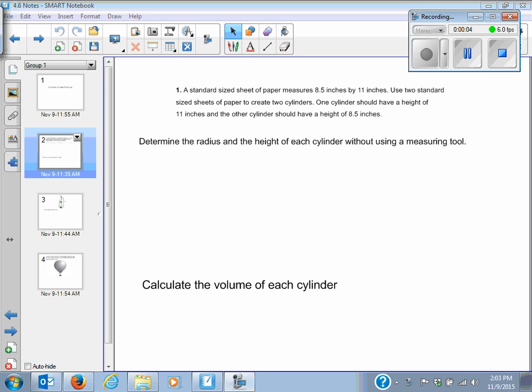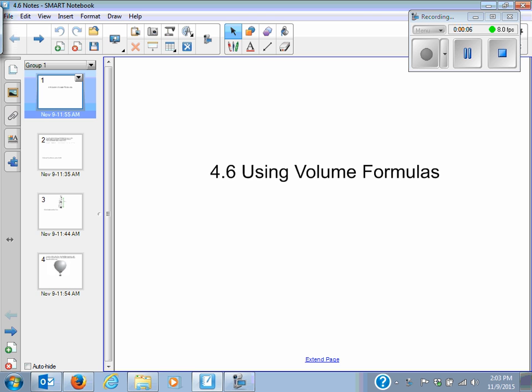We're going to be going through 4-6. It is using the volume formula. So we've been talking about volume for a couple different shapes. We're going to kind of put it all together here in 4-6.